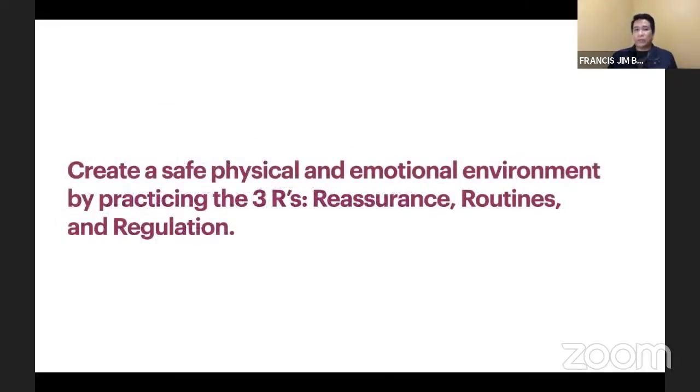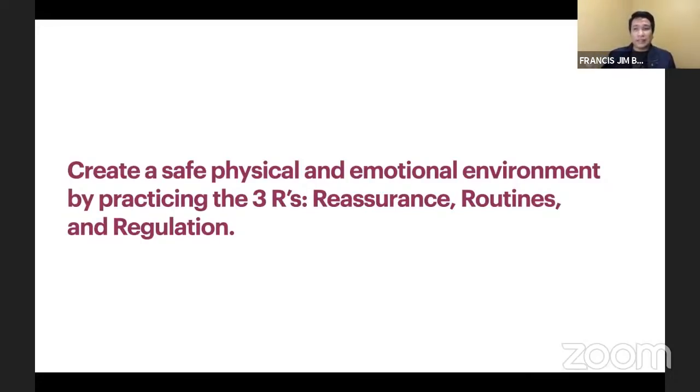So again, what we want to happen is we want to create a safe physical and emotional environment by practicing 3 R's. Reassurance. Reassure them that they are safe, that they are okay, that they will be secured. We build routines for them. So when you do distance education, think how can you help your students build routines at home? Will you be giving them a schedule, but a schedule that is flexible?